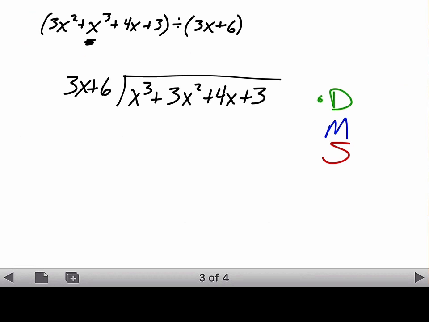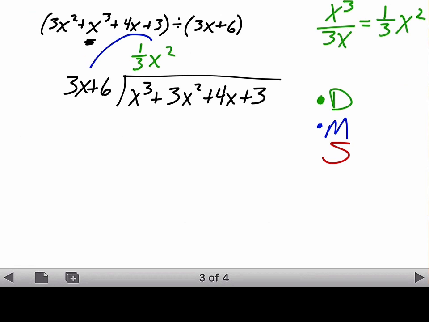Okay, so when we divide the first term of the dividend, x cubed, by the first term of the divisor, 3x, I'm going to write the resulting division as 1/3 times x squared. It just makes it easier for me to think about stuff. So 1/3 x squared is the first term in the quotient. Now we're going to multiply. We're going to break out the rainbows.